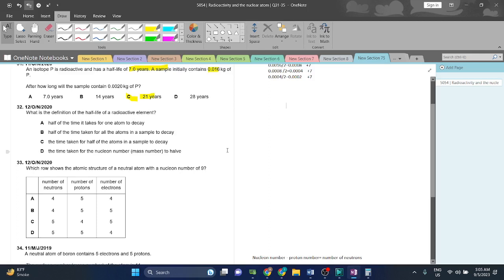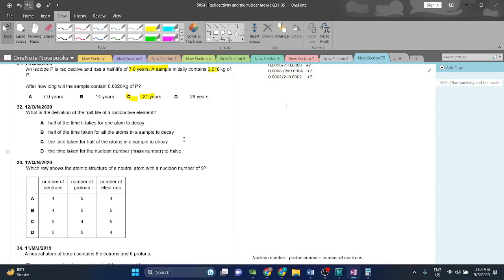Question 32. What is the definition of half-life of a radioactive element? What did I just tell you, what is half-life? Try to remember. Read option A first. Half of the time it takes for one atom to decay, that doesn't make sense. Half of the time it takes for all of the atoms to decay in that sample. Nope. The time taken for half of the atoms. So that straight away filters out all the answers.